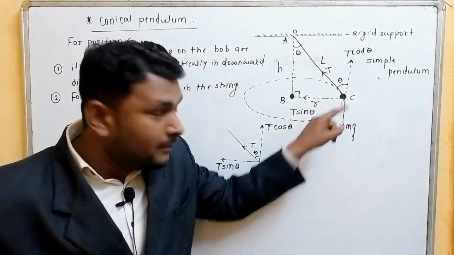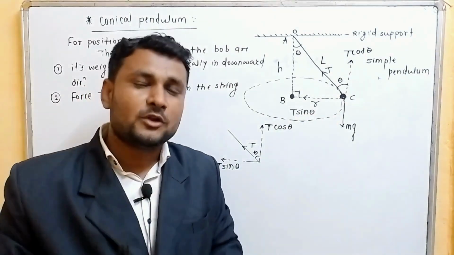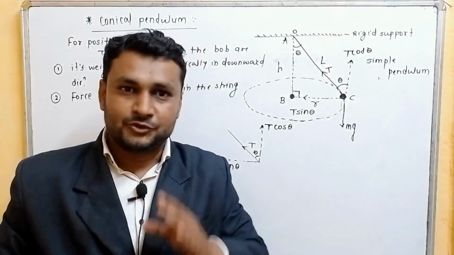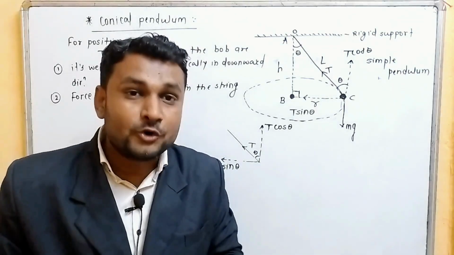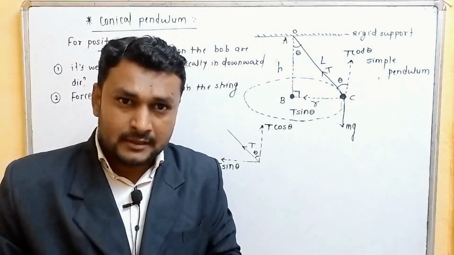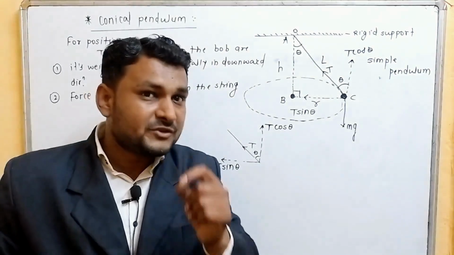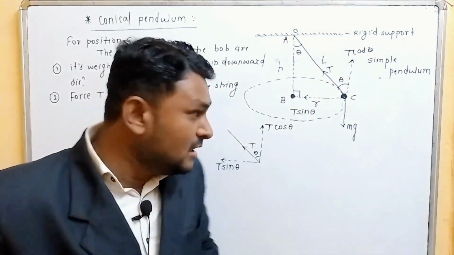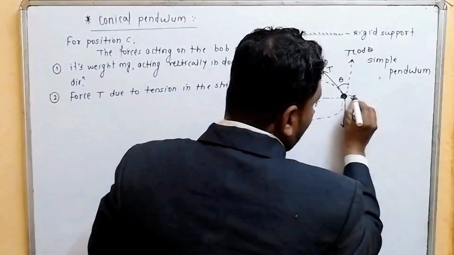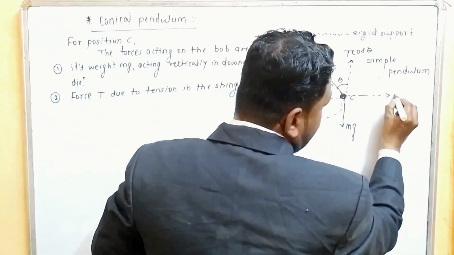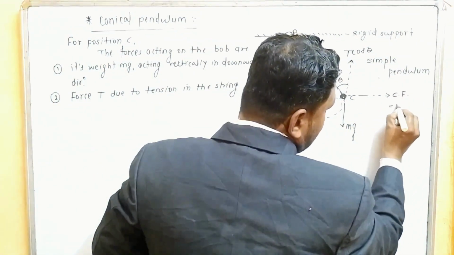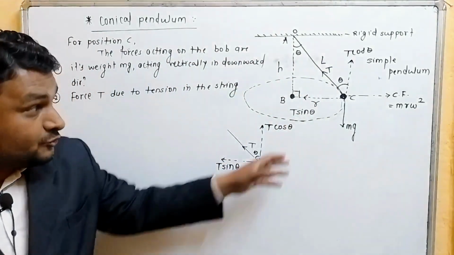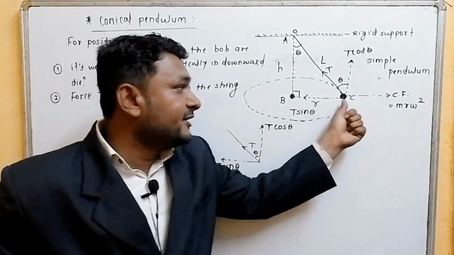Now this bob is performing a horizontal circular motion. It means that there is a presence of centripetal force, because without centripetal force we cannot perform a circular motion. And exactly opposite to that, which force is acting? That is centrifugal force, which is acting away from the center of the circle. So we can say that the force which is acting, that is centripetal force, is m r omega square. So all these forces are acting on this bob.